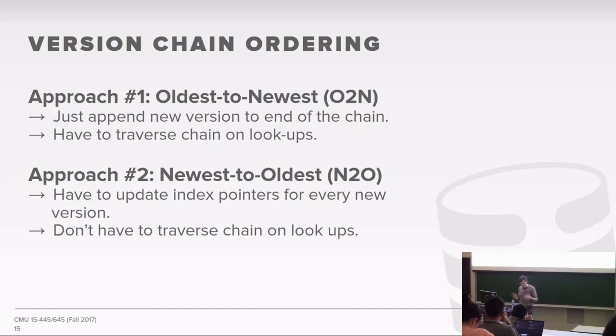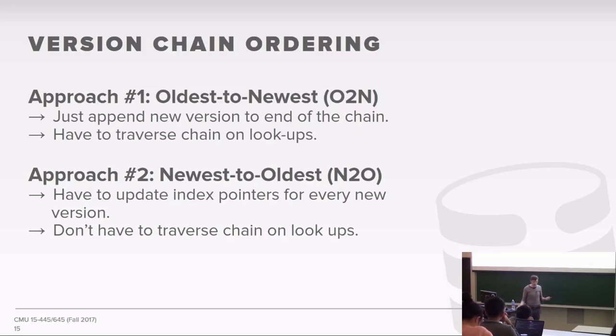And if you have a workload that is updating the same tuple over and over again, then your version chain can get kind of long. The alternative is to go from newest to oldest. In this case, the head of the version chain is always the latest version. So when you update a tuple, you just plop down the version, and that new version's pointer points to the old head of the chain. So this is really fast to find the latest version of the tuple, because you just land at the first version. That's probably what you want. So it makes lookups really fast.